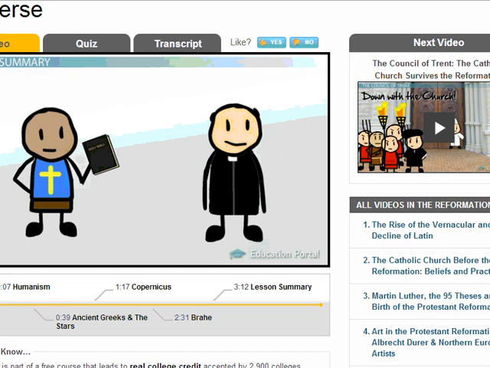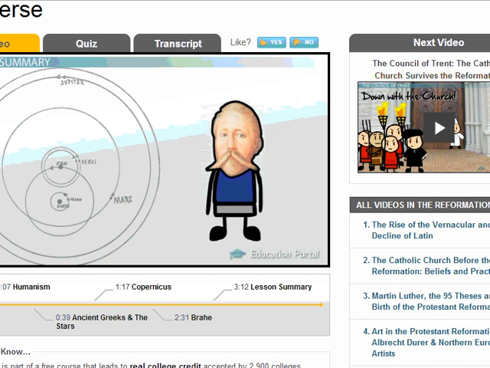Brahe attempted to bridge the two theories, saying the planets orbited the sun, which, together with the moon, orbited Earth. These theories were some of the earliest to challenge ancient ideals and inspire the modern study of astronomy.